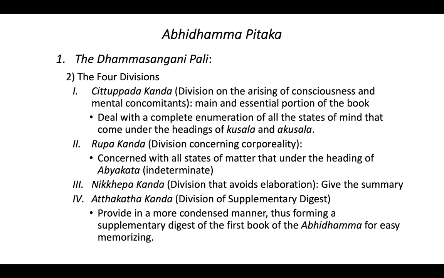The Nikkhepa Khanda gives the summary of distribution of all the tikas and dukkhas so that their full contents and significance will become fully covered. Atthakatha Khanda gives a summary of dhammas under the different heads of tika and dukkha groups. Atthakatha Khanda provides the summary in a more condensed manner, thus forming a supplementary digest of the first book of the Abhidhamma for ease of memorizing.